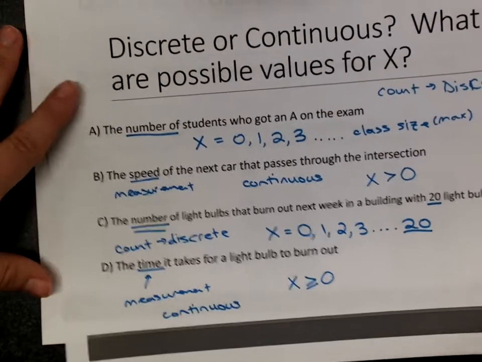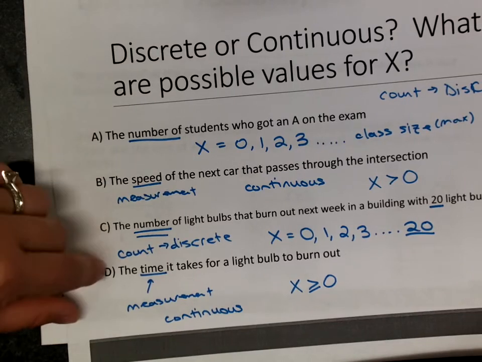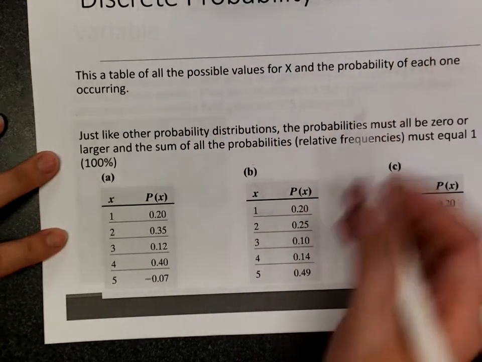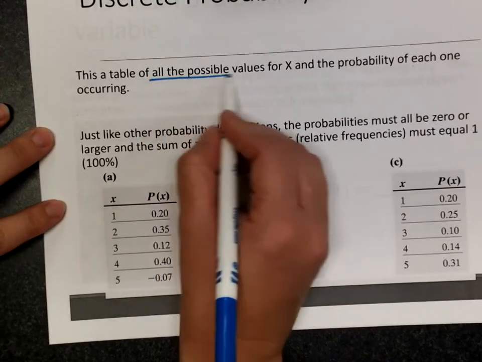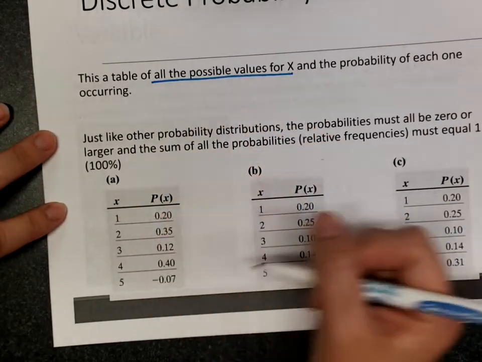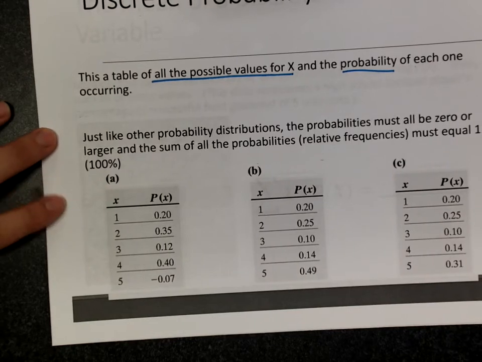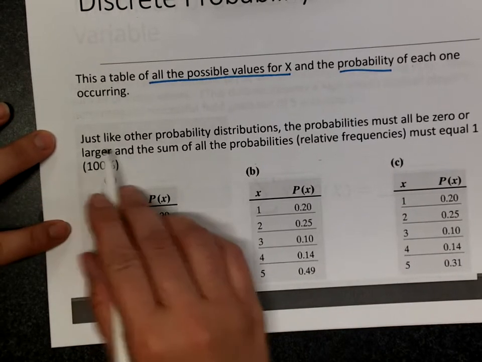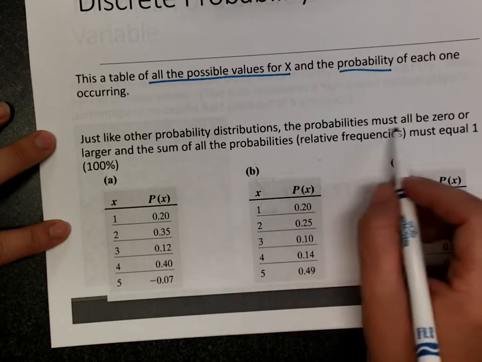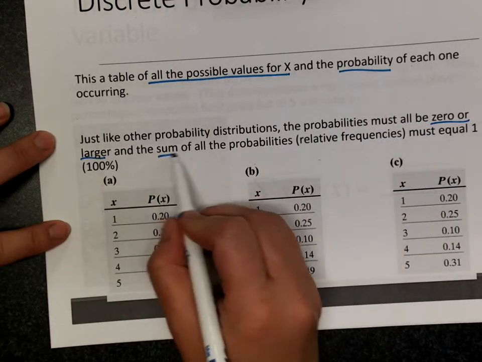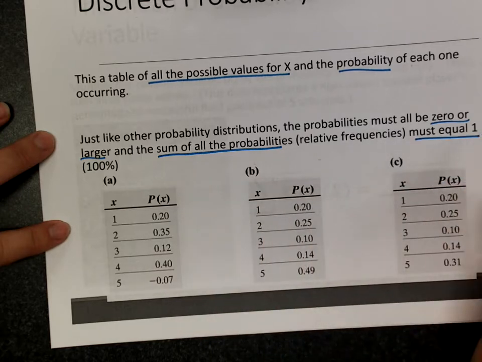So that's the difference between a discrete random variable and a continuous random variable. Again, we're just focusing on discrete for Chapter 6. So a discrete probability distribution is all the possible values of X, all the different outcomes it can have, and the probability of each one occurring. Very similar to Chapter 5. So just like other probability distributions, the probabilities must all be 0 or larger, at least 0, and the sum of the probabilities must equal 1.